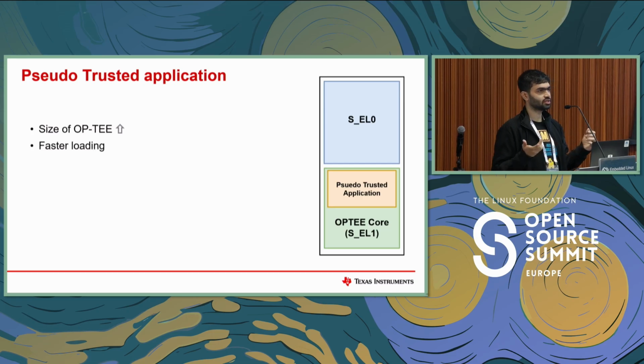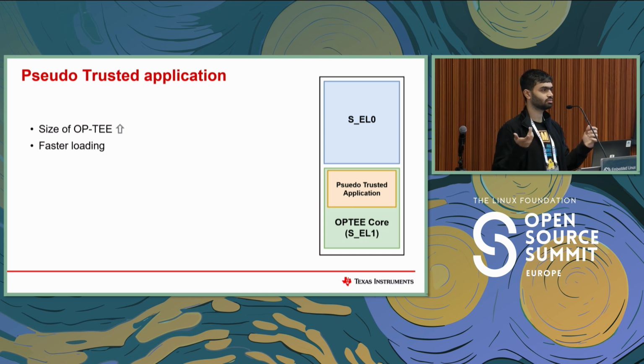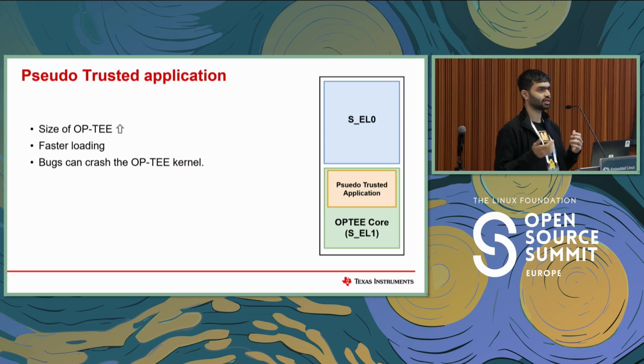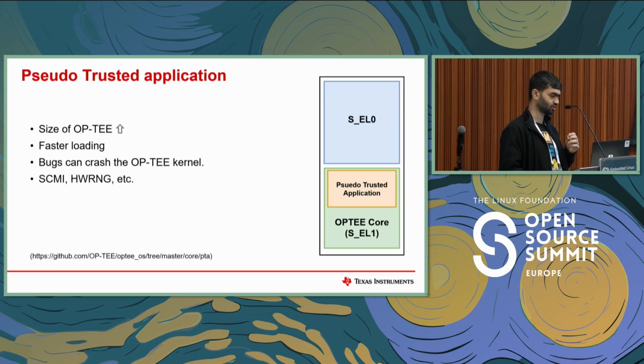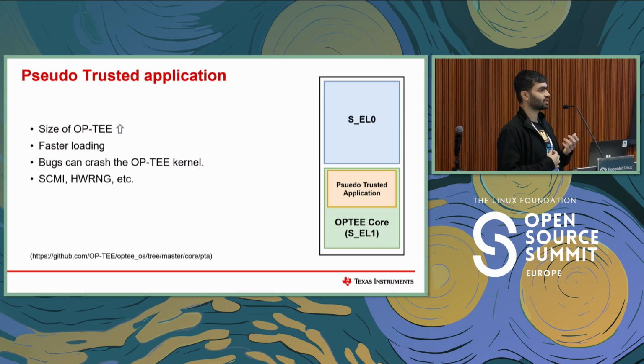But the benefit is it has faster loading times. It is existing in the memory at the point when OPTEE is loaded. But another caveat is the bugs can end up crashing OPTEE, or if anything goes wrong, basically you are at the kernel, so it affects you. There are examples like SCMI, hardware RNG. These are some of the pseudo-trusted applications that exist today, and more as well. That is visible in the link that I've shown.